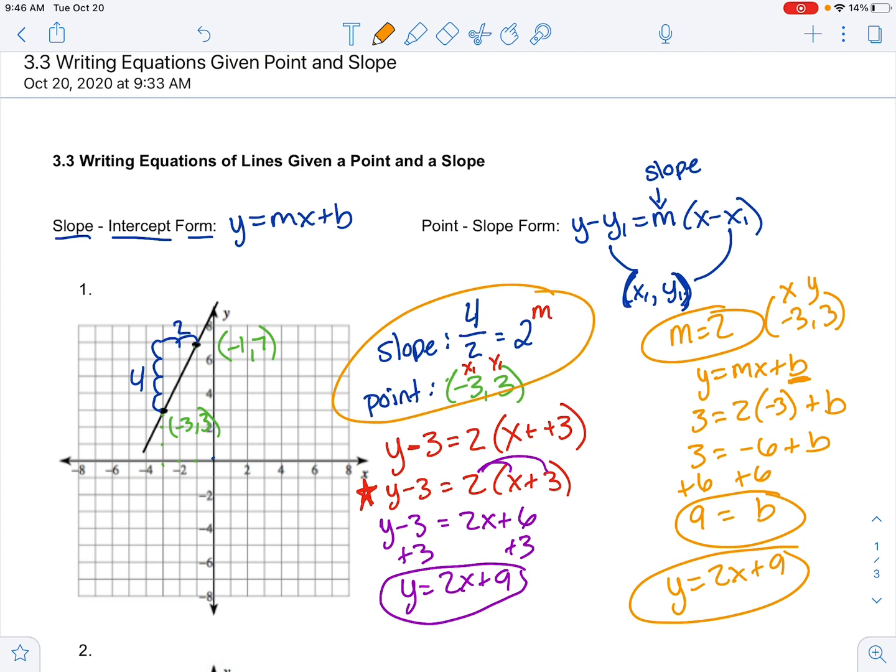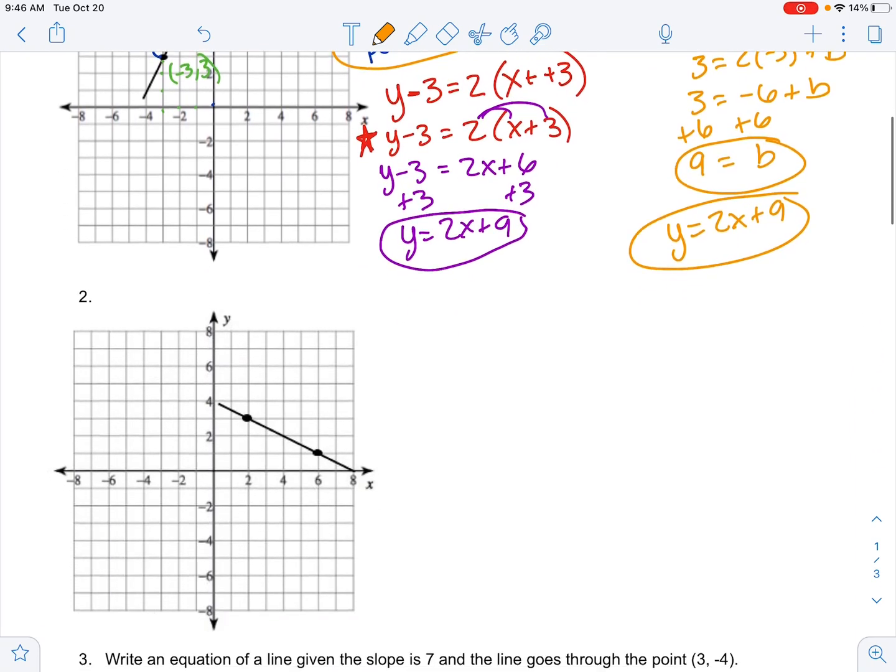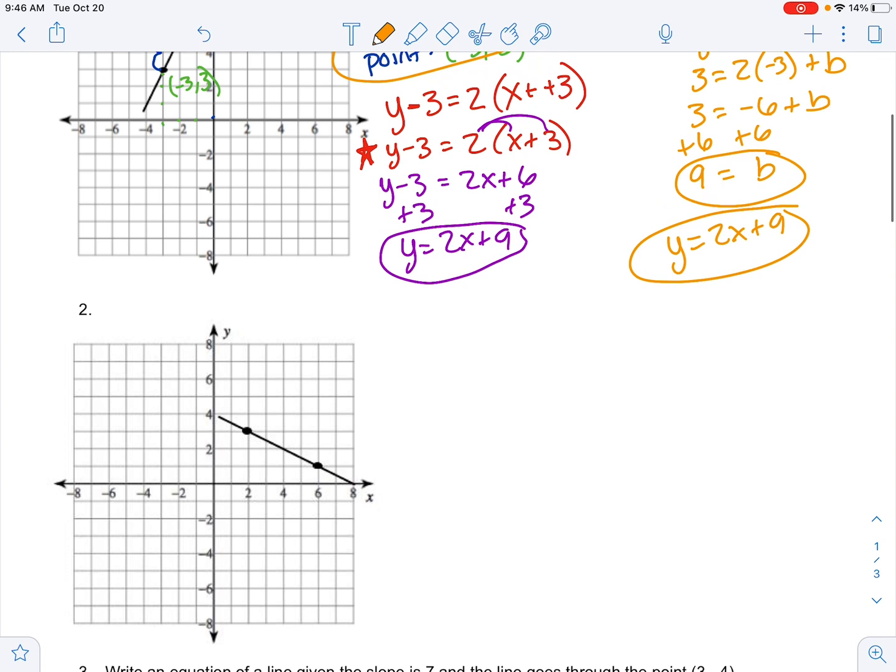I prefer to use point-slope form. If anyone's taking pre-cal, you'll be using point-slope form a lot more, but either method will work. Let's try another one. So on number 2, we have 2 points given again. So let's go ahead and find our slope. So you go ahead and pause the video, find your slope.